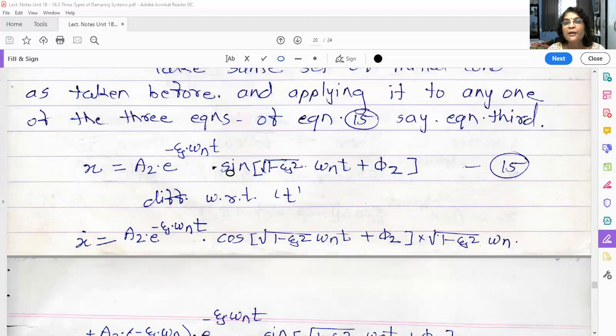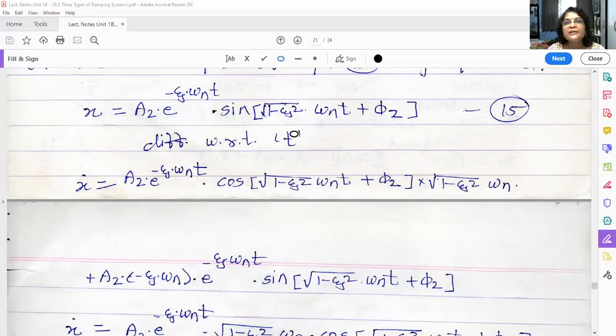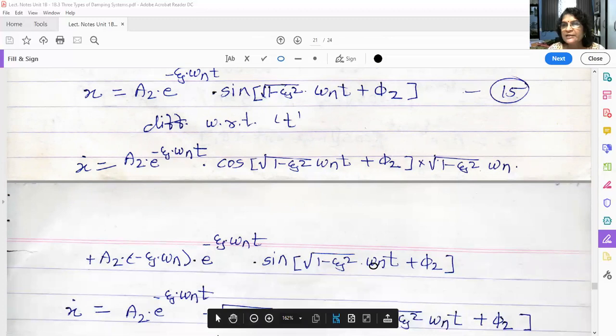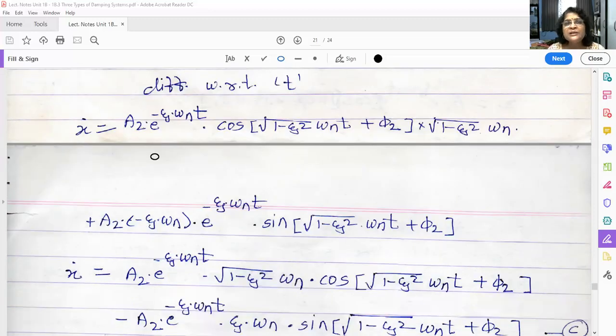Now the first one as it is. What is v? This one, sine of square root of 1 minus zeta square into omega n t plus phi 2, we will write down as it is. And the differentiation of e raised to minus zeta omega n t is minus zeta omega n into e raised to minus zeta omega n t. A2 is common to this term also. So let us simplify it.